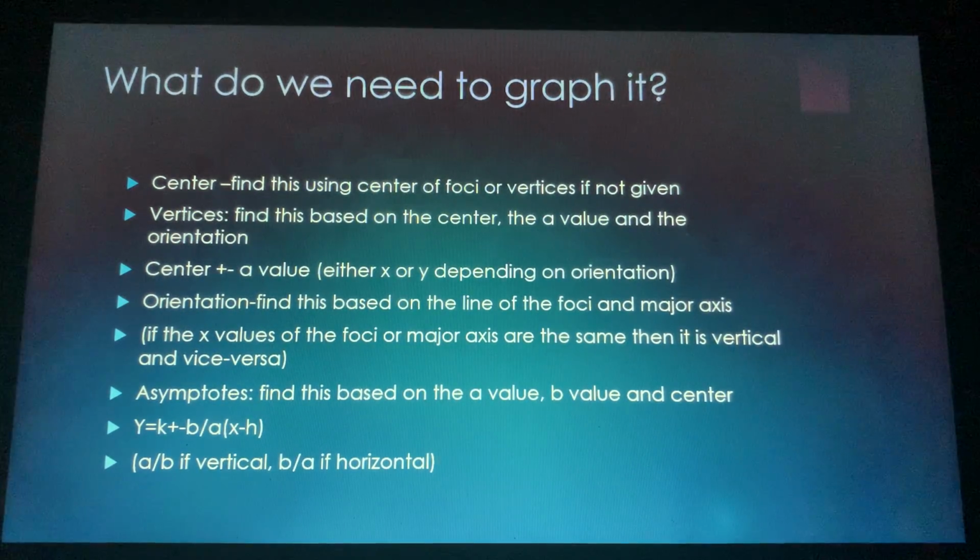So what do we need to graph it? We need the center. We can either take the center of the foci or the center of the vertices, because the midpoint between them is going to be the center. The vertices we can find based on the center and the a value, but we also need the orientation, because we know that we take the center plus or minus a, but do we do plus or minus a to the x value or to the y value?